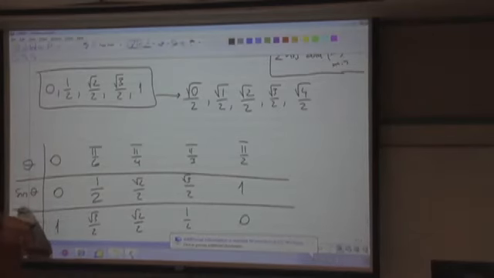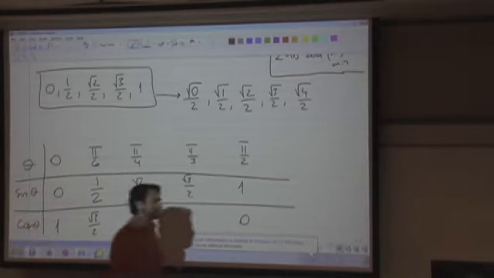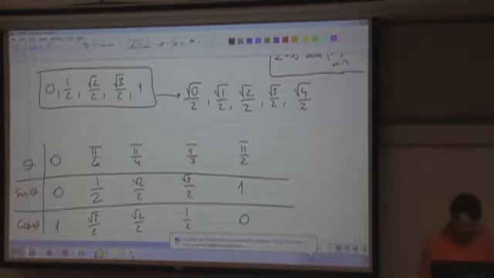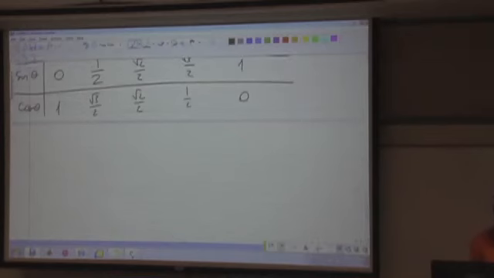Yeah? Okay, so let's play a game. What is sine of 7 pi over 3? And since I said let's play a game, that means you get to play. What is it? Square root of 3 over 2?